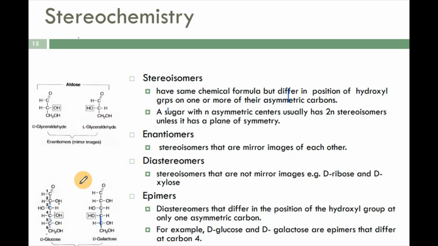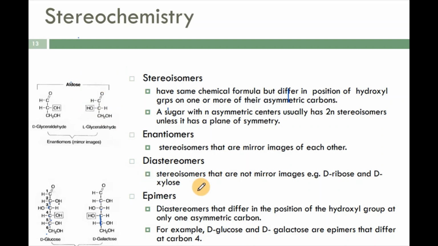So this is why we say it is a D-glucose, because the hydroxy on the last chiral carbon, which is carbon 5, is at the right position. And here it says D-galactose because the hydroxy on the last chiral carbon is at the right position. So enantiomers are basically sugars that are mirror images of each other, but they are not superimposable. If I place a mirror here, what I'm going to see in the mirror is the image of this. So D-glyceraldehyde and L-glyceraldehyde are examples of enantiomers.